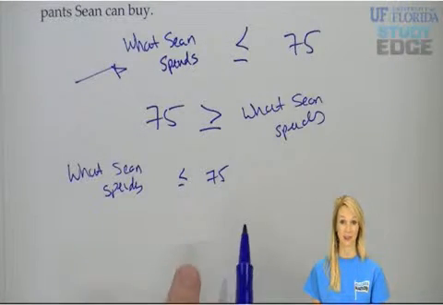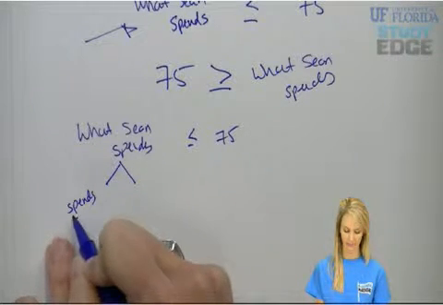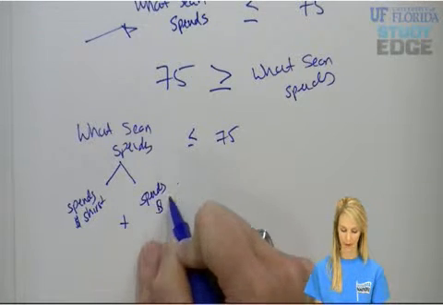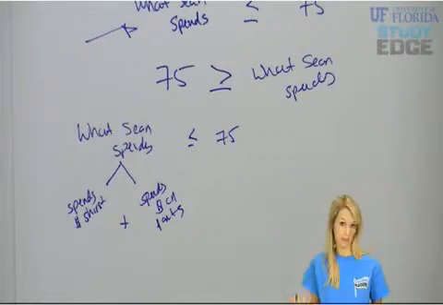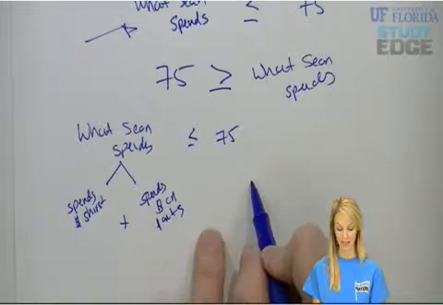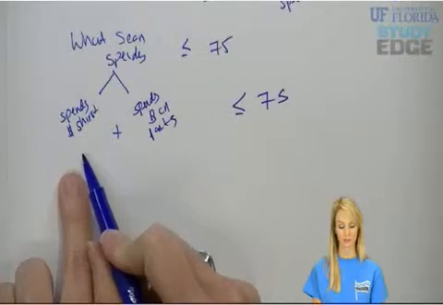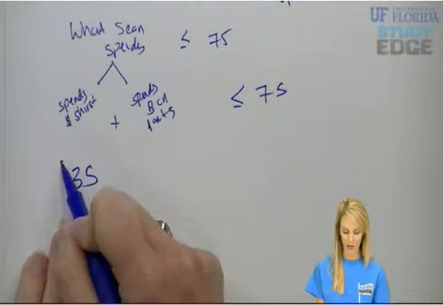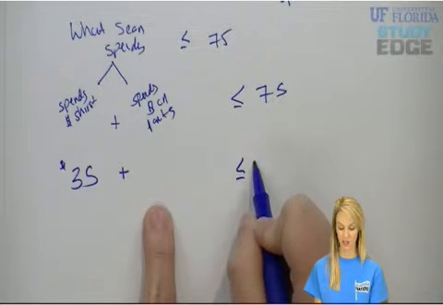Whatever he spends, it needs to stay in the budget. Okay, well, what is he spending money on? He spends money on shirts, plus he spends money on pants, right? He's got to buy shirts, he's got to buy pants. So some of that money goes to shirts, some of it goes to pants. The total amount of money that he spends needs to be less than or equal to $75. Well, how much money does he spend on shirts? We were told that in the problem. He's spending $35 on new shirts. So he's got $35 being spent on new shirts, plus the amount that he spends on pants needs to be less than or equal to $75.